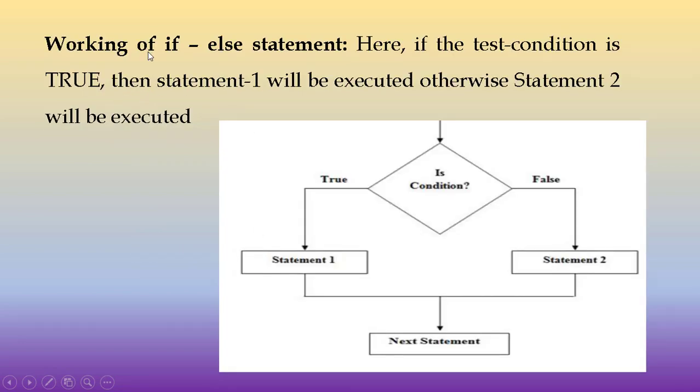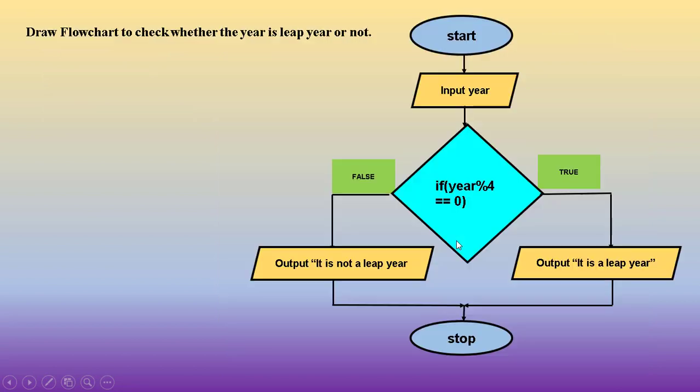Here you can see the working, that is the flow chart of the if else statement. If the condition is true, statement 1 will be executed. Else, if the condition is false, statement 2 will be executed. Only one of these statements will be executed. Both these statements cannot be executed, either statement 1 or statement 2, based on the condition.